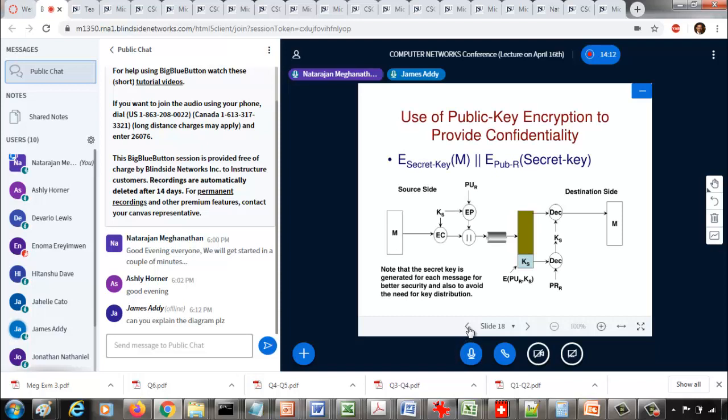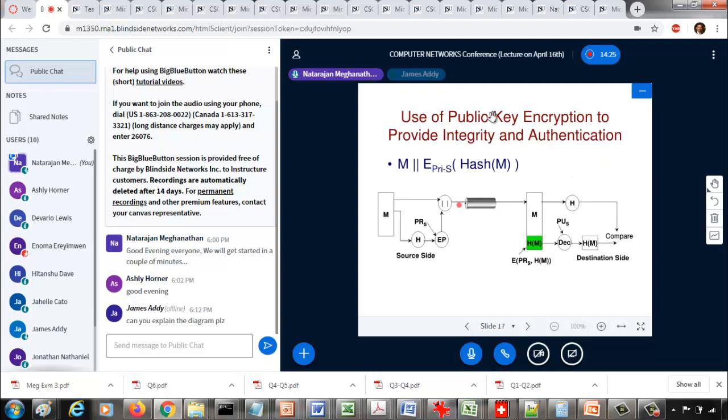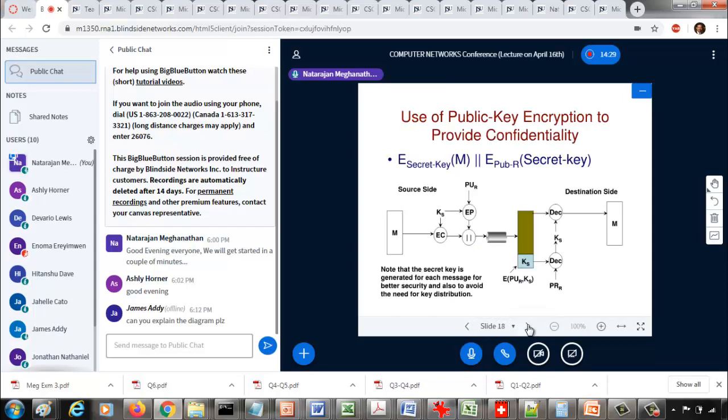KS. Yeah, so KS means secret key, PU means public key, and R means receiver. PR means private key, again of the receiver. So I went through the process. I explained this, but let me go through it one more time quickly.